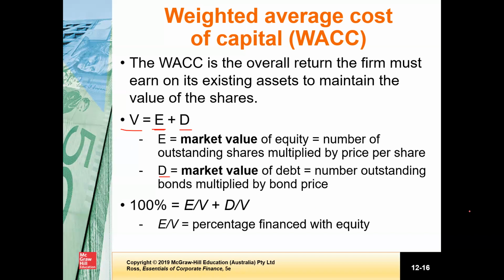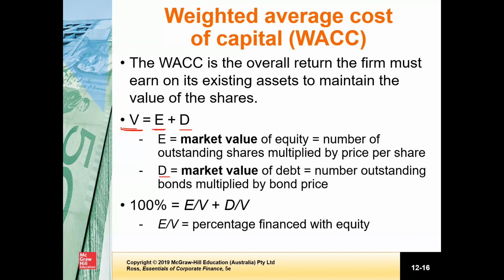And D stands for the market value of debt, where the market value of debt is the number of bonds outstanding multiplied by the bond price. And finally, we will use V to indicate the combined value of debt and equity. So this is also known as the value of the firm.